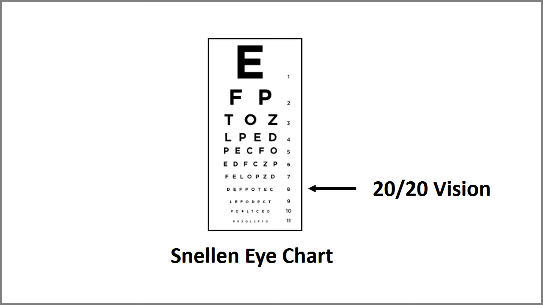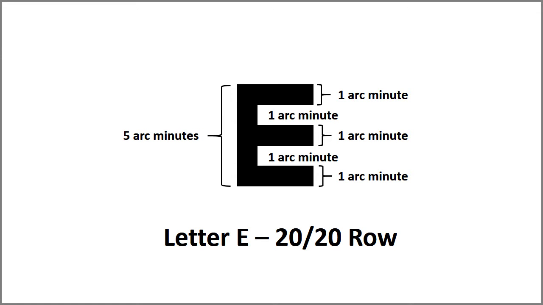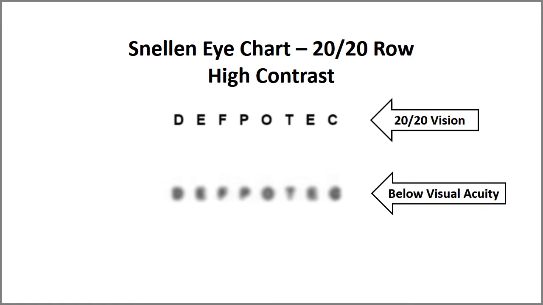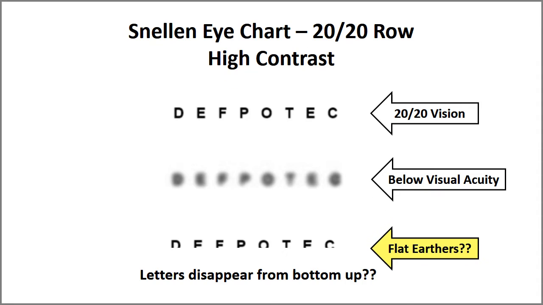Well, I'm sure everybody is familiar with the Snellen eye chart, and typically row 8 is for 20/20 vision. Now, if you look at a letter, we're going to pick the letter E here. Here's how this letter is designed. The height would be 5 arc minutes, and then each segment is 1 arc minute. So, of course, when you read down on the chart, if you can clearly read the letters out, you have 20/20 vision. But if they get blurred, then that would be below your visual acuity. Now I gotta wonder, do flat earthers think that these letters disappear from the bottom up?